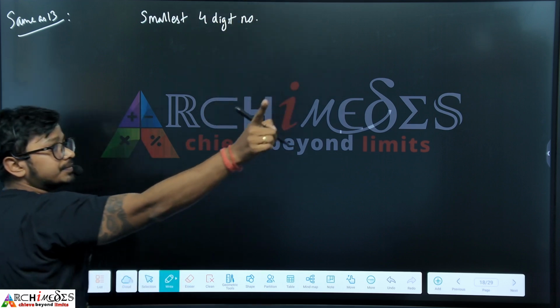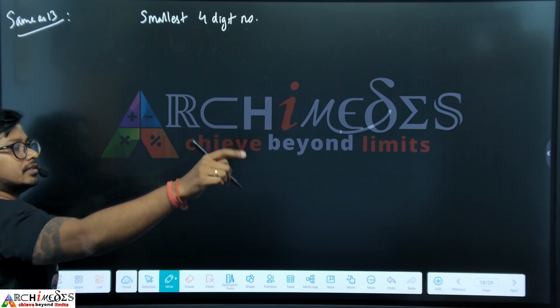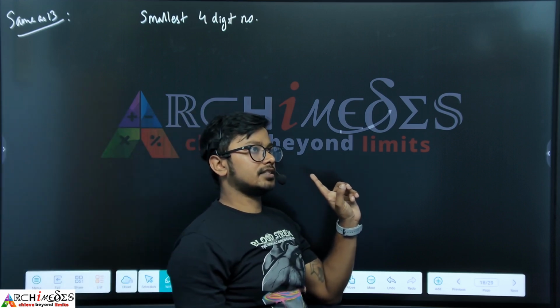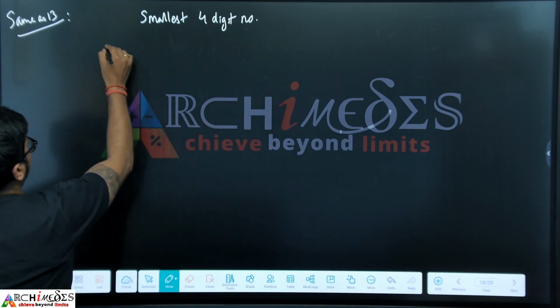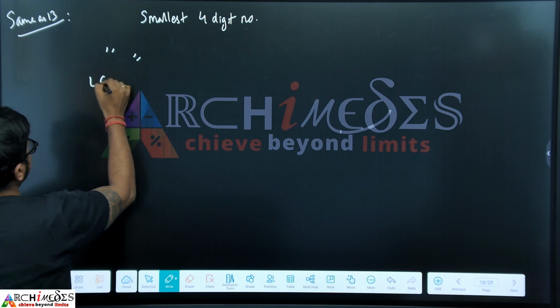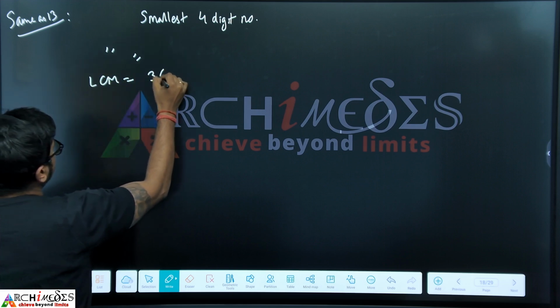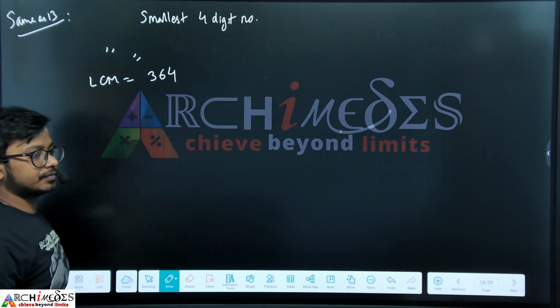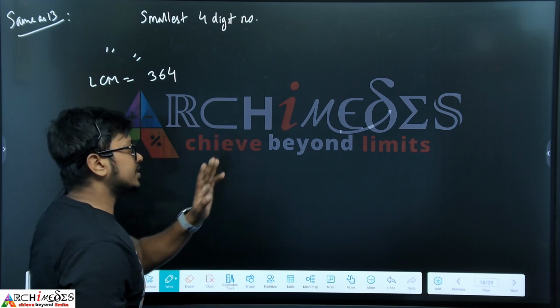Am I clear? क्वेश्चन क्या है आपका? हाँ, आगे का क्या था? लार्जेस्ट. हाँ, all process are same. The LCM is all are same. 364 up to here. Any doubt? All process are exactly same.